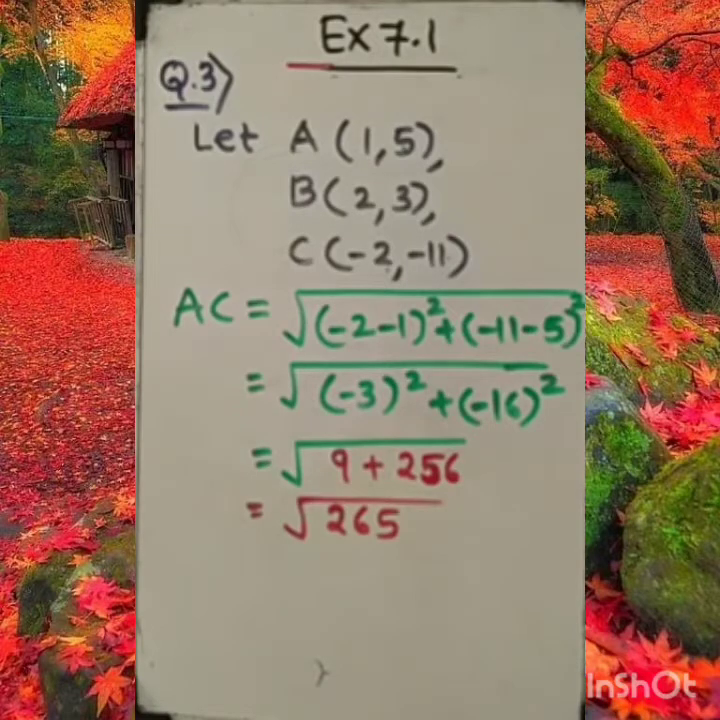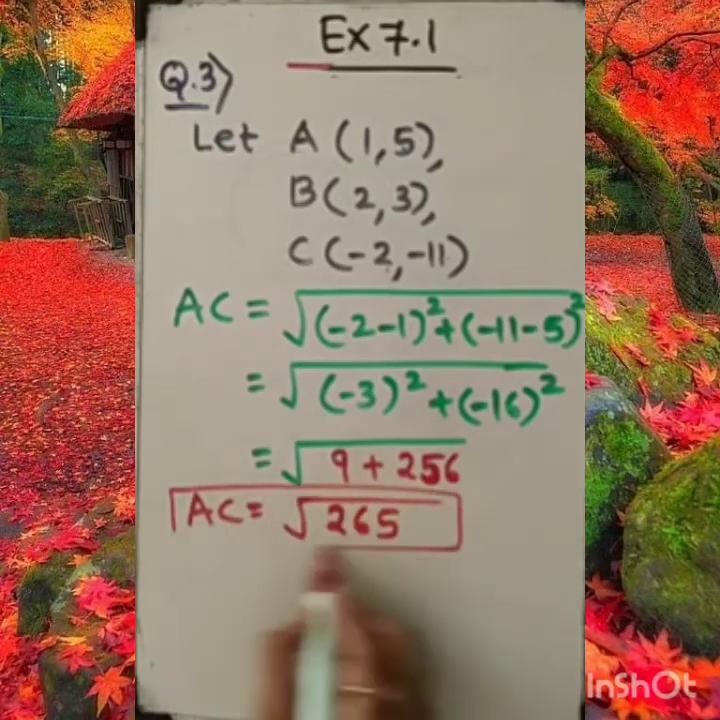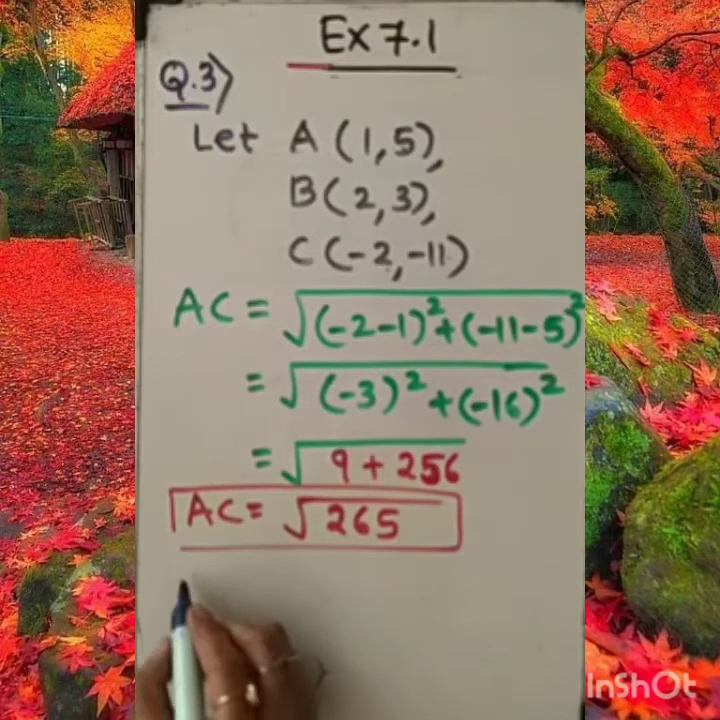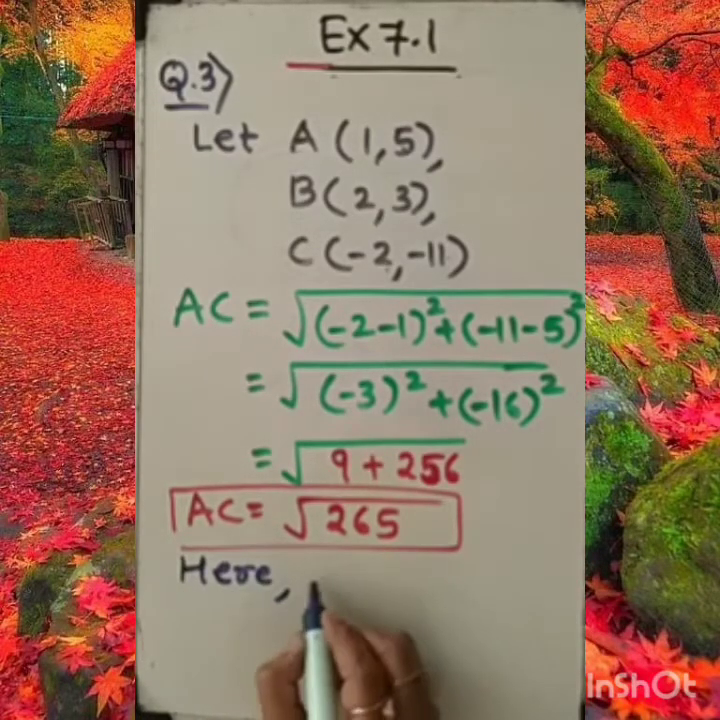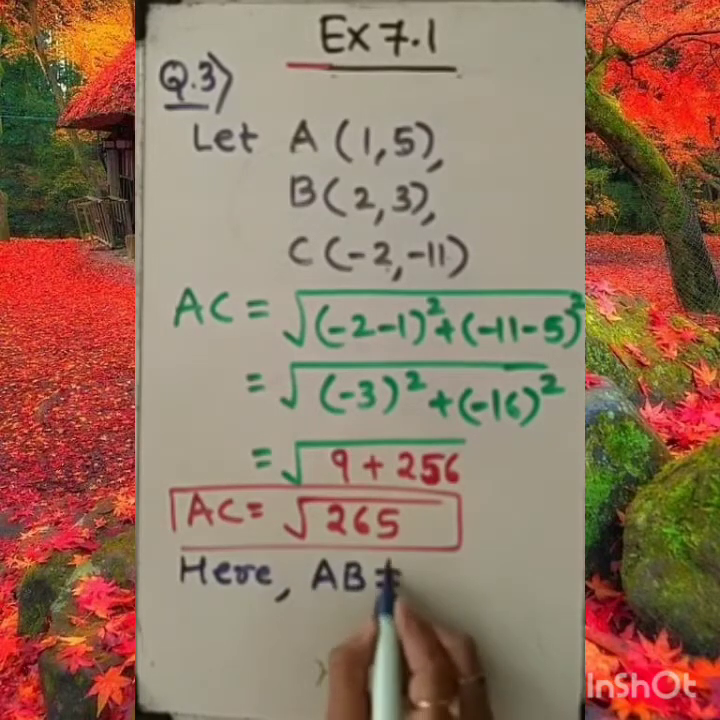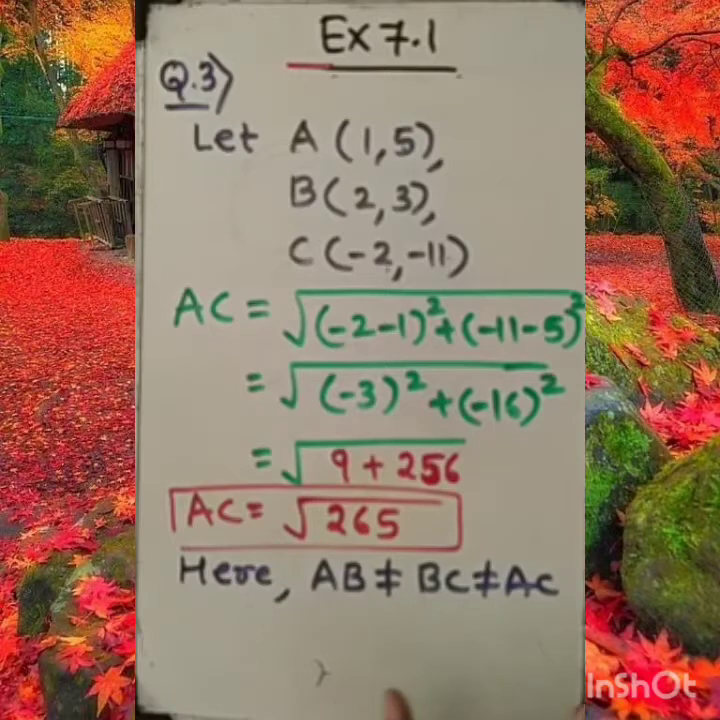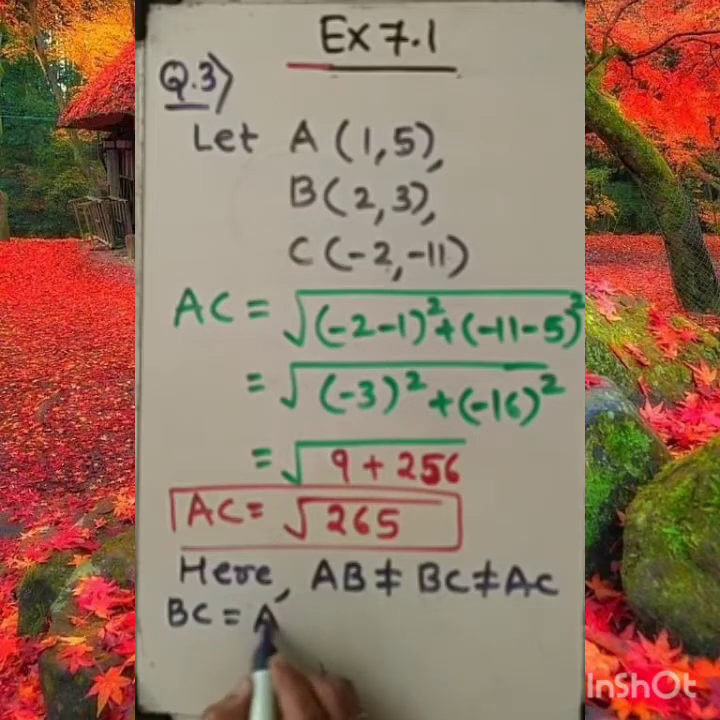So if we go through all three results, which three results am I talking about? AB, BC and AC. Then what is the conclusion? According to the answer, AB is not equal to BC, not equal to AC. Means none of the sides is equal. And besides this, BC is not equal to the sum of the other two sides.